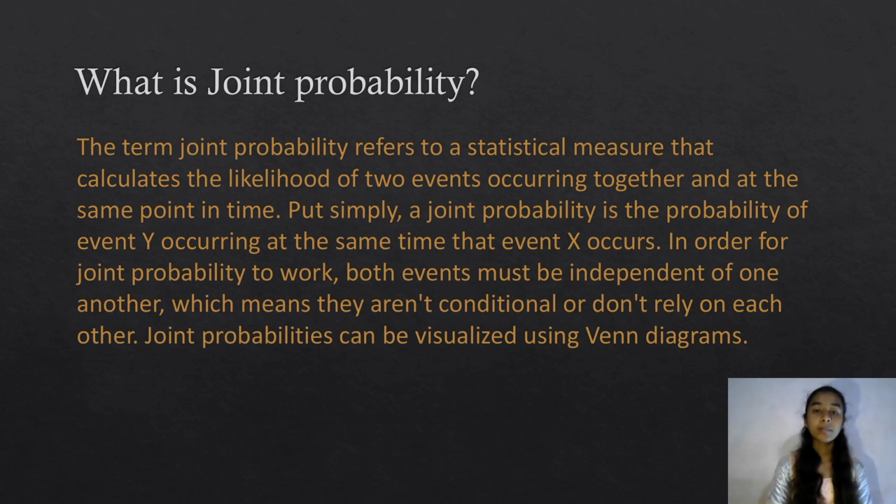The term joint probability refers to a statistical measure that calculates the likelihood of two events occurring together and at the same point in time. Put simply, a joint probability is the probability of event X occurring at the same time that event Y occurs. In order for joint probability to work, both events must be independent of one another, which means they are not conditional or do not rely on each other. Joint probability can be visualized using a Venn diagram.